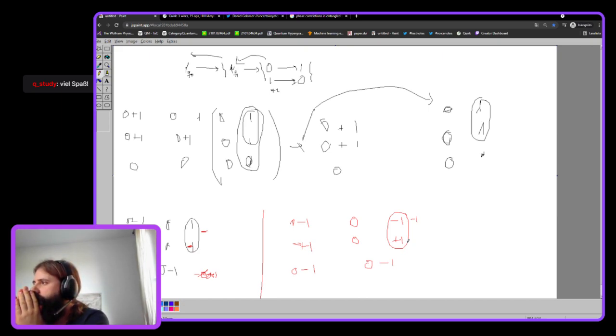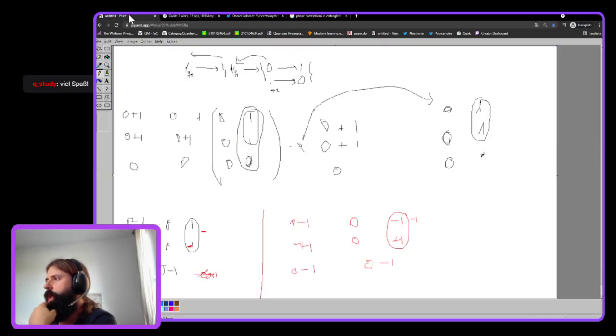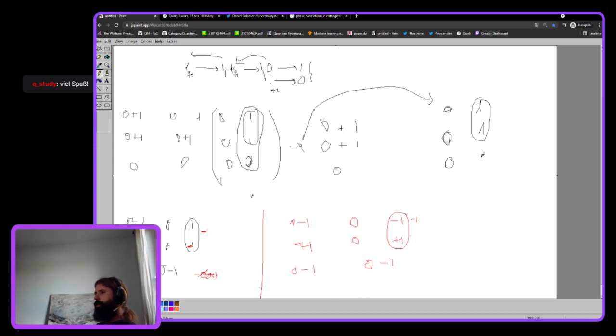Nasty. That is nasty. So if it's 0, it also has to be plus? How does it work now? No, it's minus. Look at this. If it's 0, it's minus. Why is that?